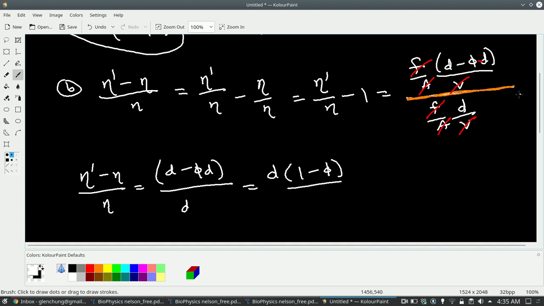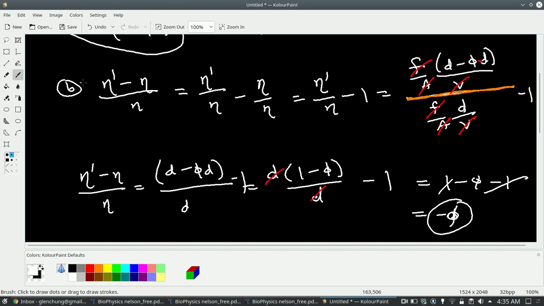Oh, I'm sorry, I forgot the minus 1 at the end. I also need a minus 1 over here. And I have a d down here. All right, so the d's cancel. And so I get 1 minus phi minus 1. And that is just minus phi. So I think the answer for B is that eta prime minus eta over eta is just minus phi. I feel like that's right. Not completely sure.